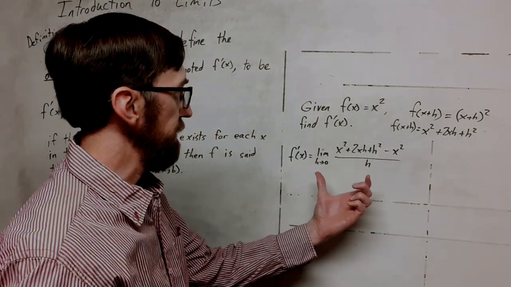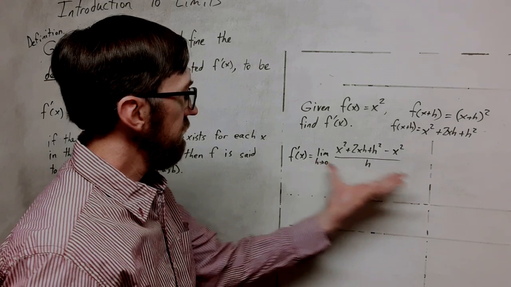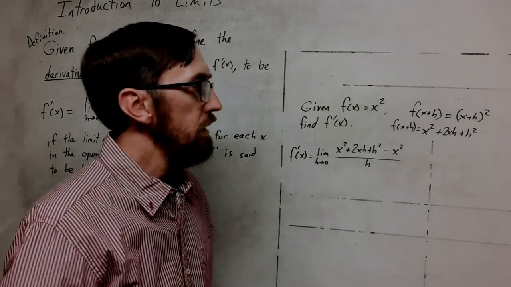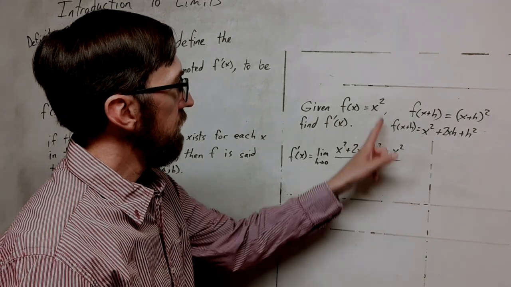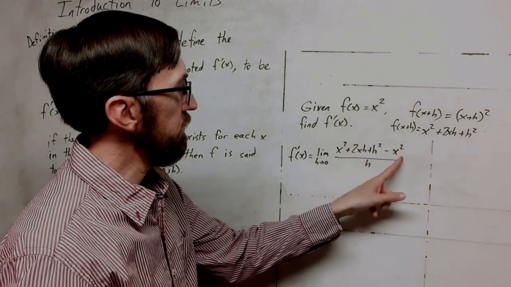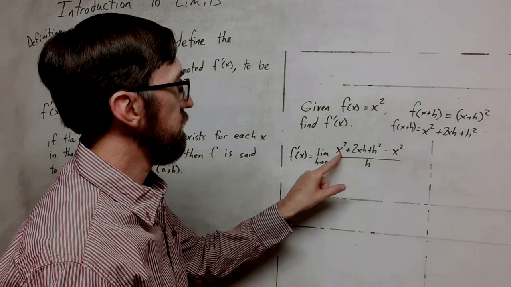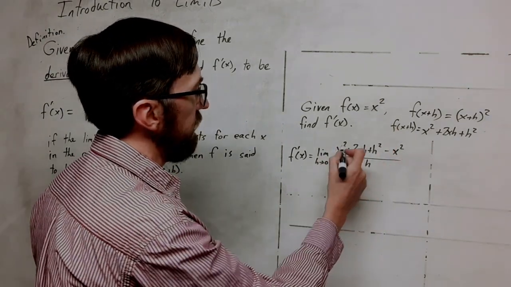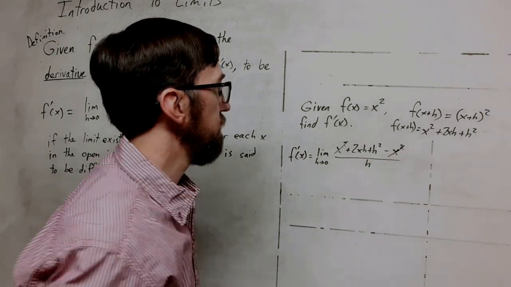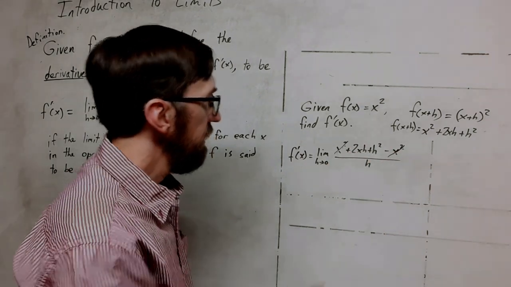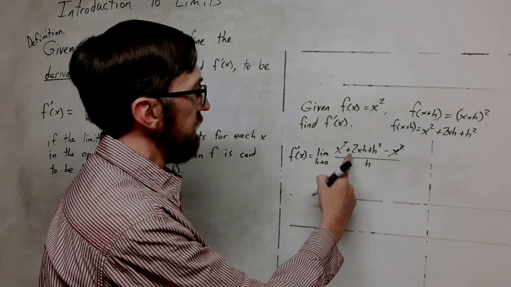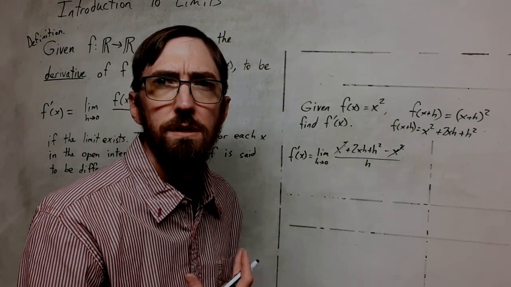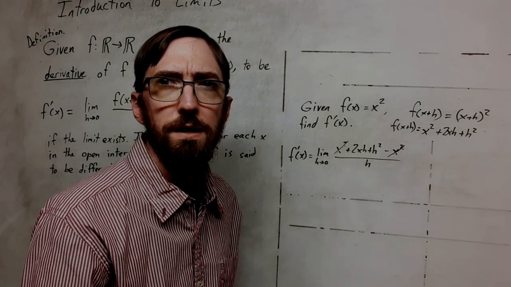Now that we've plugged everything in, we have this that we need to compute. We have this x squared over here being subtracted out. The very first term of this is x squared, so these terms combined go to 0, so we don't have to deal with those at this point. We can then notice that there is an h in every term, so we can reduce the fraction by h.